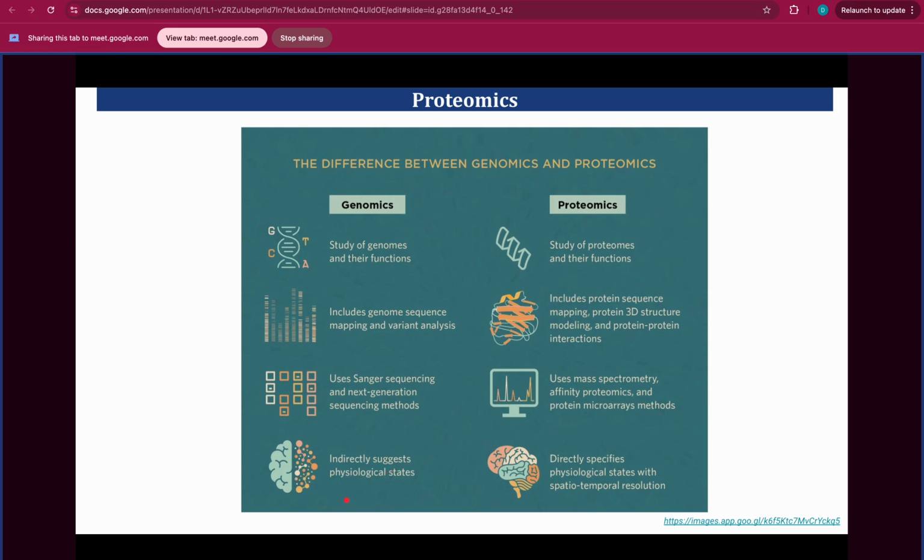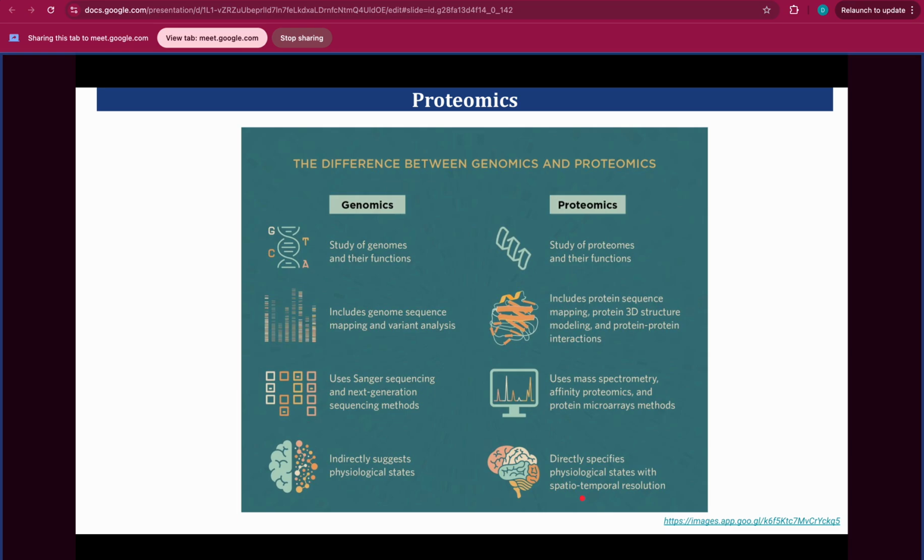When we talk about genomics, it indirectly gives us some suggestions about the physiological states. For example, we can compare two persons, a normal and a diseased person, look at their genome, go for SNP analysis and get the information of the SNPs. But with that we cannot confidently say that a particular SNP is involved in the disease. So for greater or direct interpretation we have to go for proteomics.